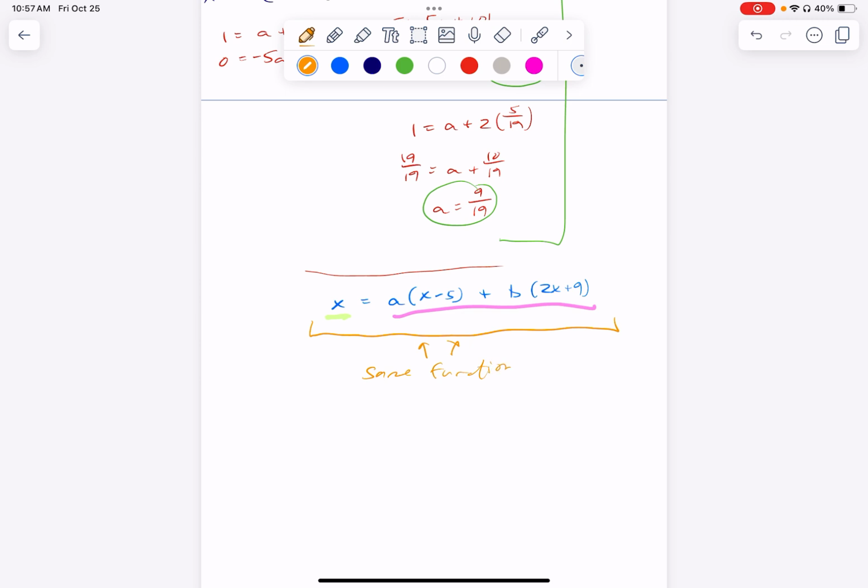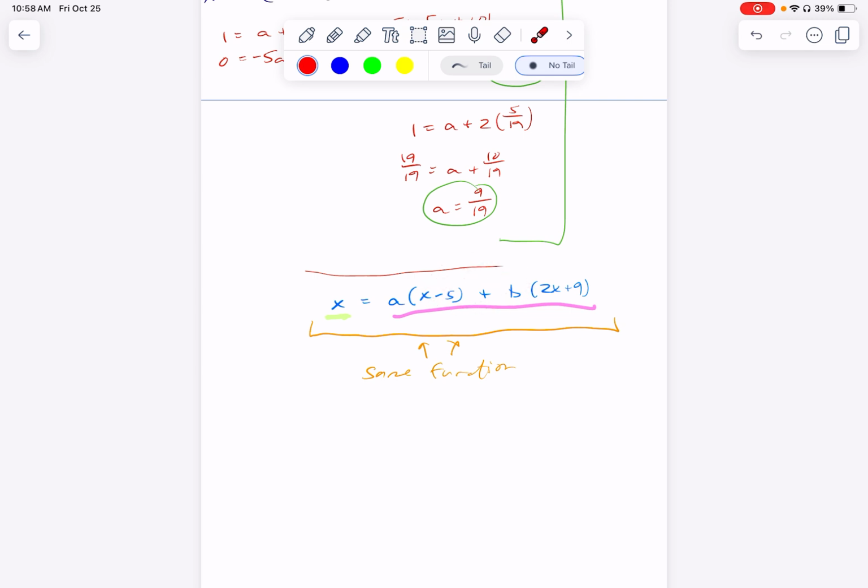So if they're the same function, it means whatever I plug in for x, I get the same results. If I plug in x equals 2 here, and I plug in x equals 2 here, they should be the same. If I plug in x equals negative 7 here, and I plug in x equals negative 7 here, those should be the same.